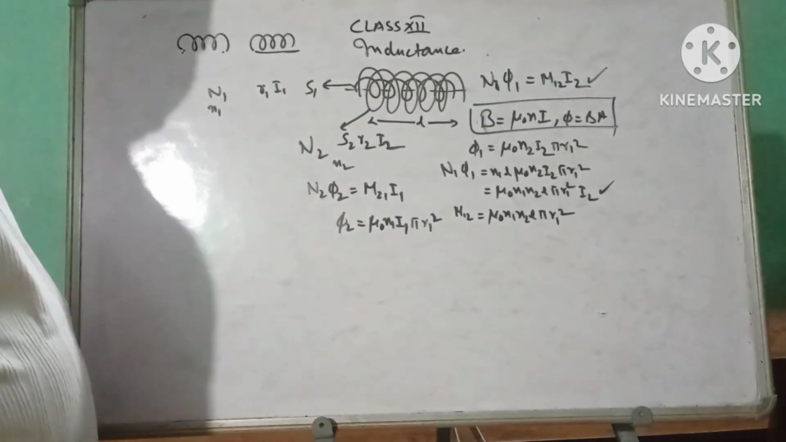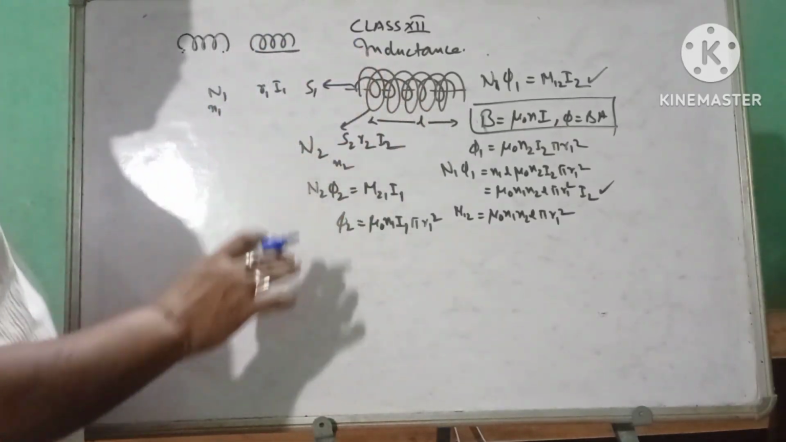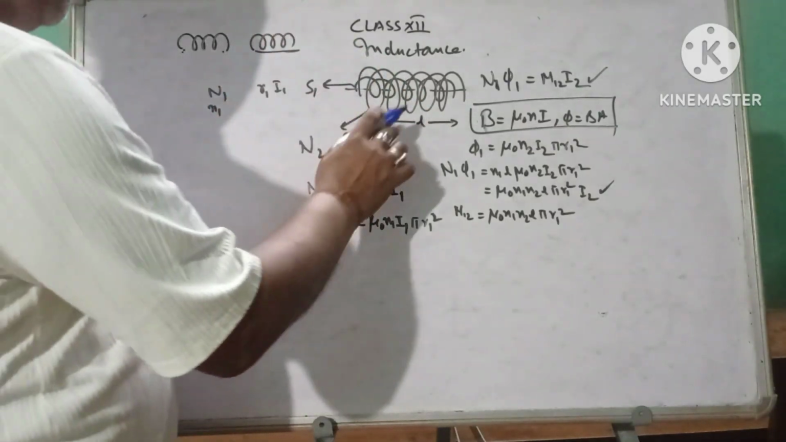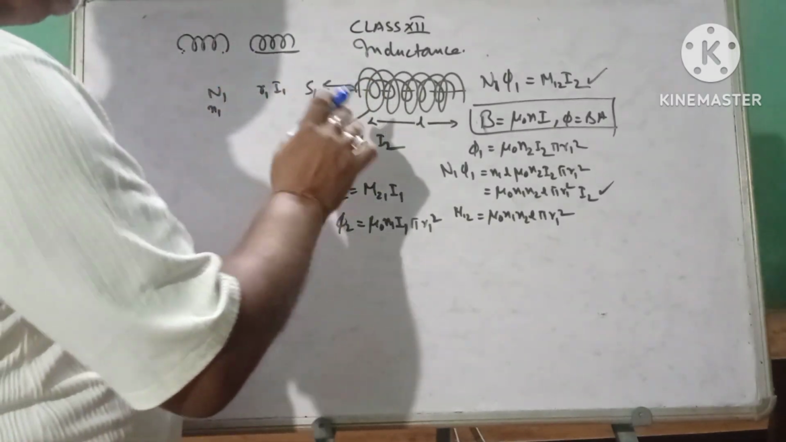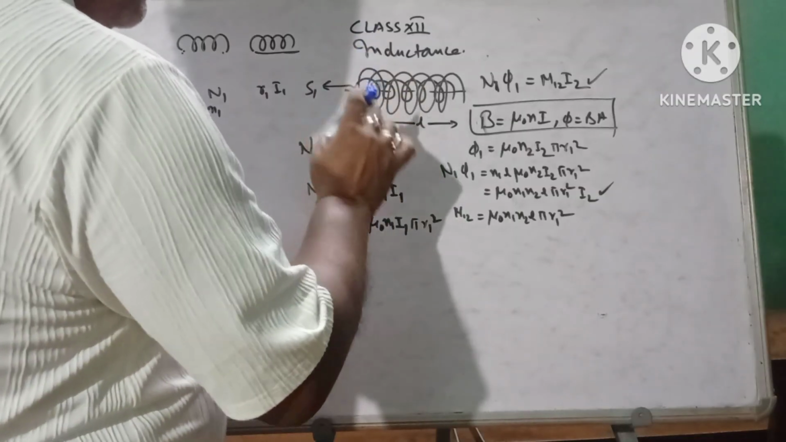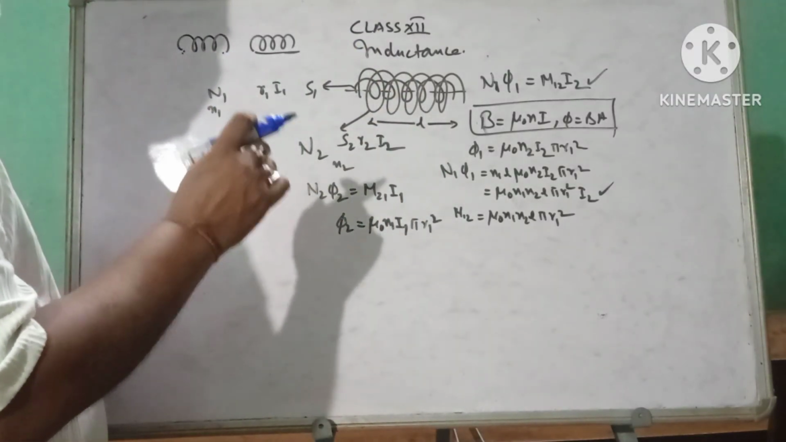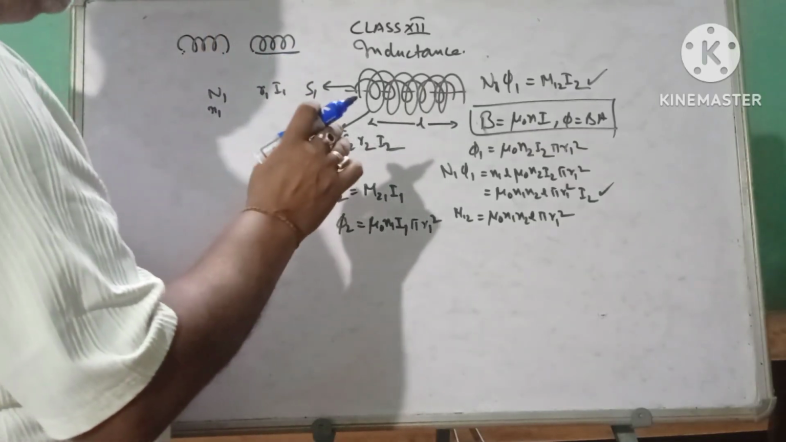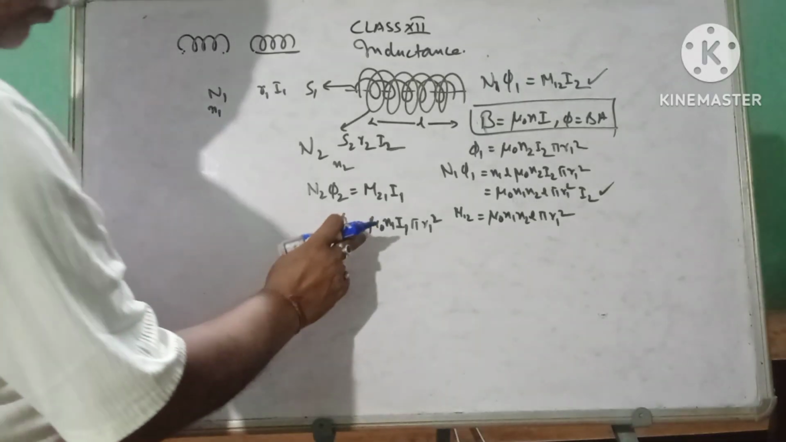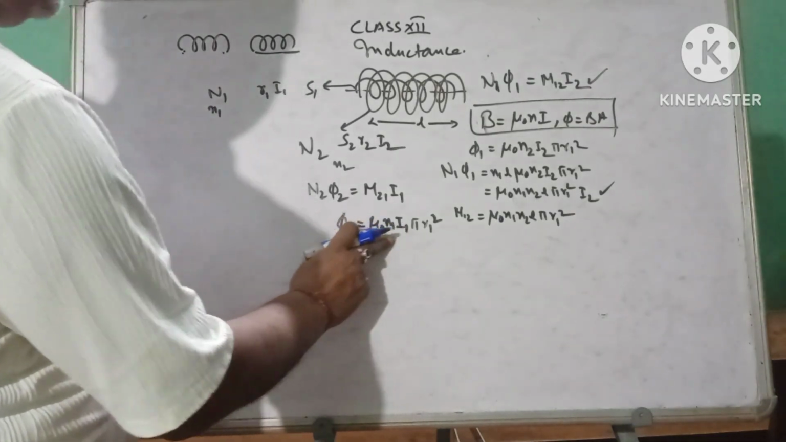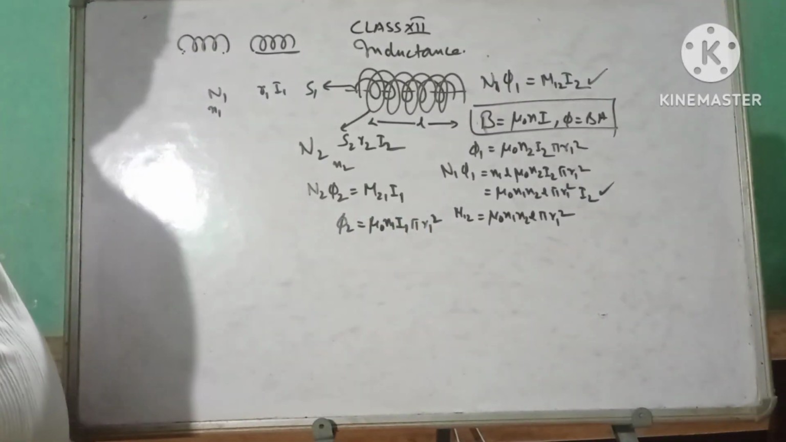Because the flux is confined in the smaller coil, it has been considered that, no doubt the current is flowing in the smaller coil and we are considering the flux linkage of the bigger coil, yet the flux is confined inside the smaller coil. So we are taking the magnetic field of the smaller coil and the area of the smaller coil.